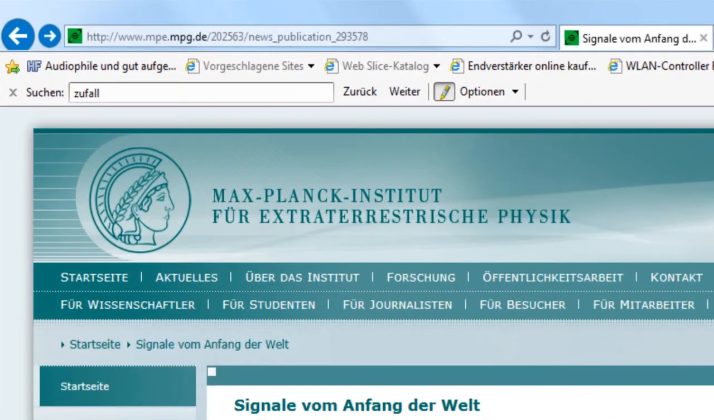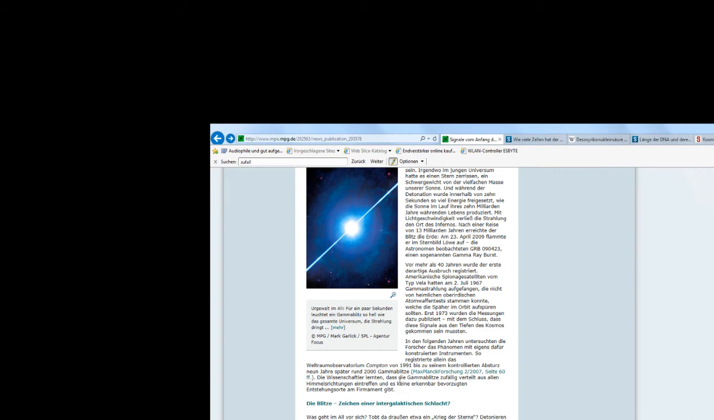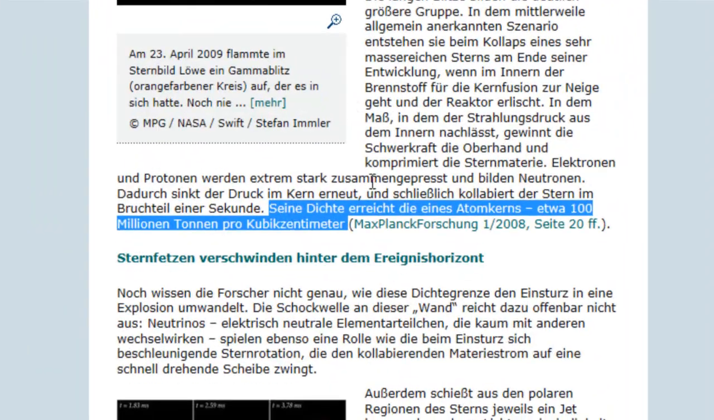Right, now you can ask from where we got this figure of 100 billion kilos per cubic centimeter. We googled the density and weight of nuclei and searched the results for a reliable source. We eventually found what we were looking for on the website of the Max Planck Institute for Extraterrestrial Physics. When we scrolled down a little on their website, we eventually came across the relevant information.